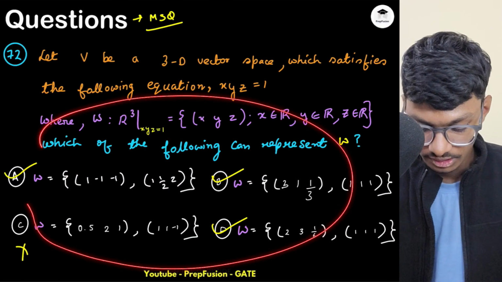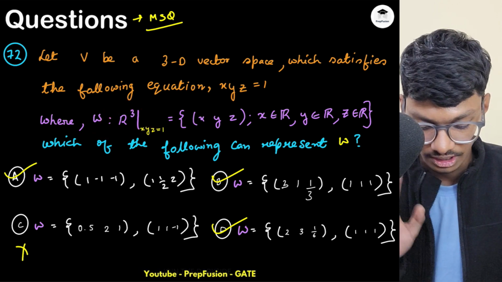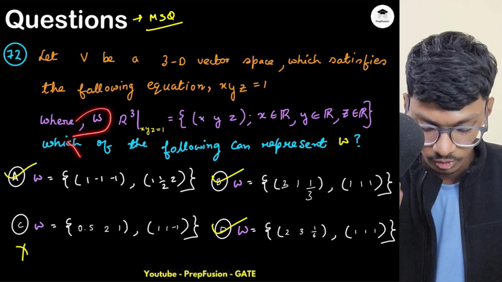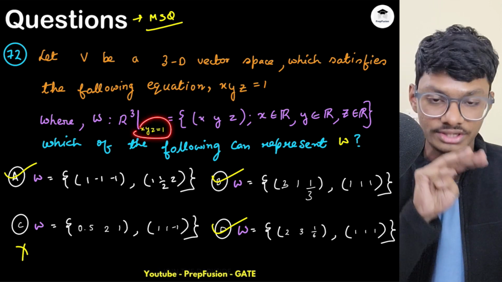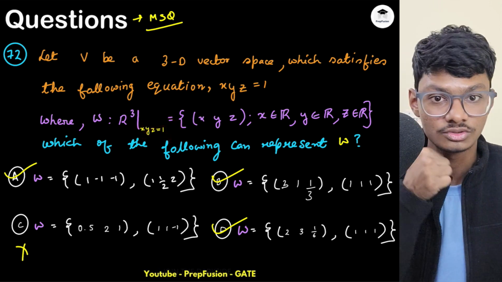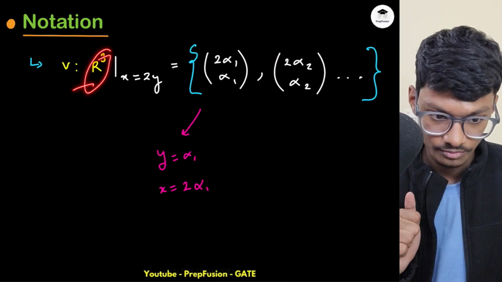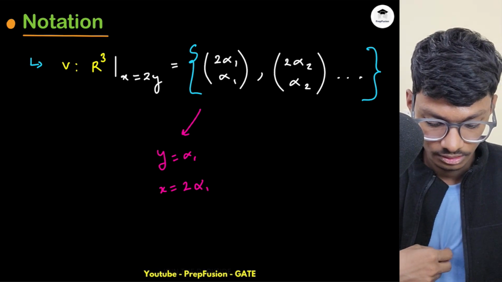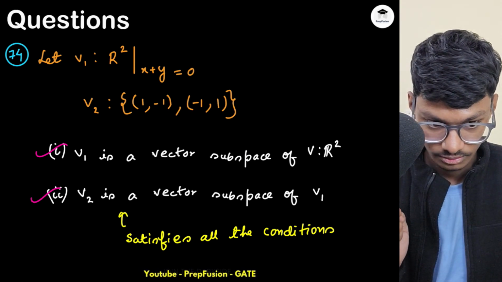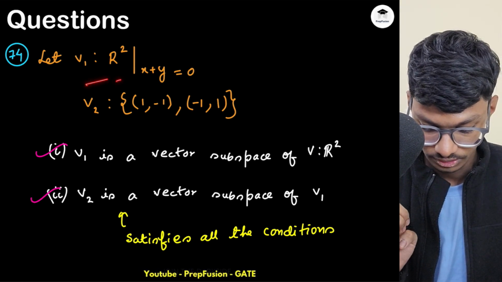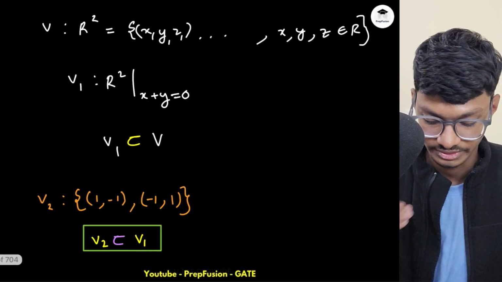Now we did a question over here and we understood the meaning of subspace. V is covering the whole 3-dimensional space R3, but W is only covering the 3-dimensional space where the component multiplication should be equal to 1. x, y, z should be equal to 1. So V is R cube. So we did this question: which one is a vector subspace and which one is not a vector subspace.